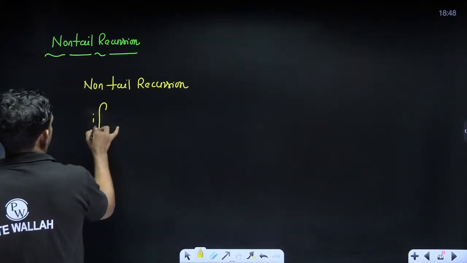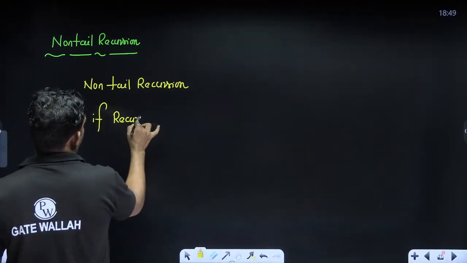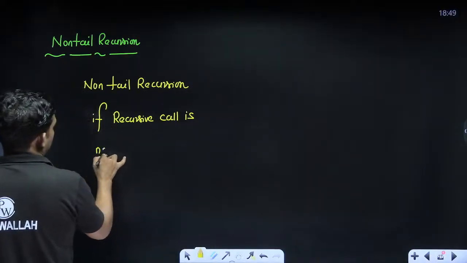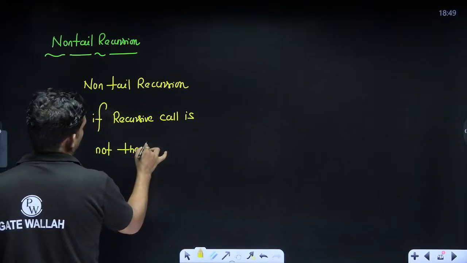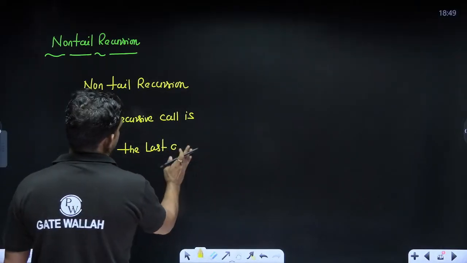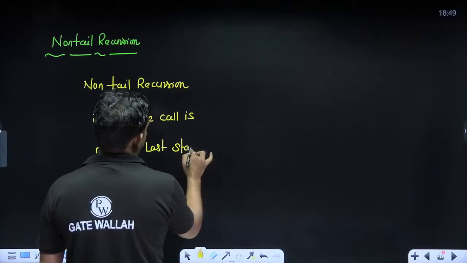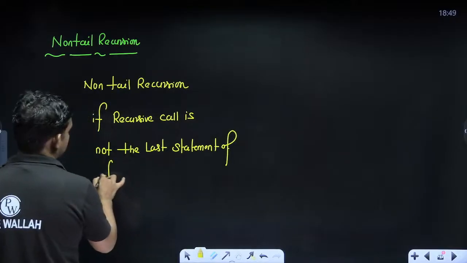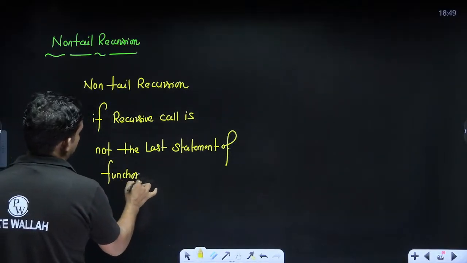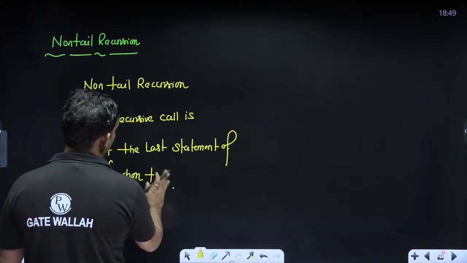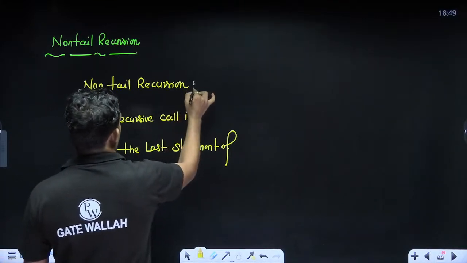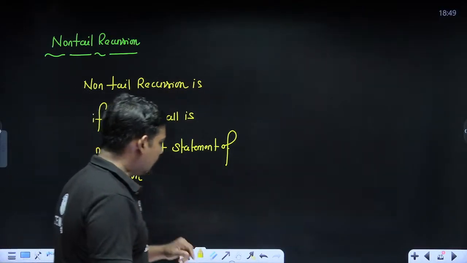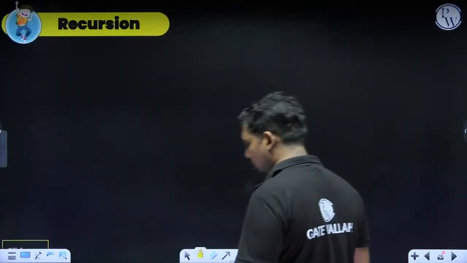So non-tail recursion is when the recursive call is not the last statement of the function. Single recursion, but it is not the last statement of the function. Right? Now let's have an example of how the non-tail recursion will look.